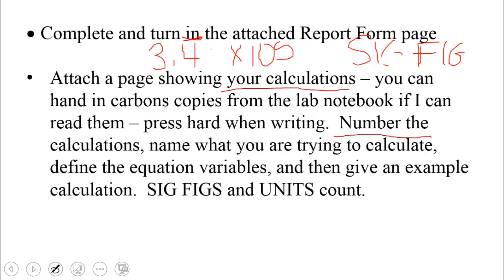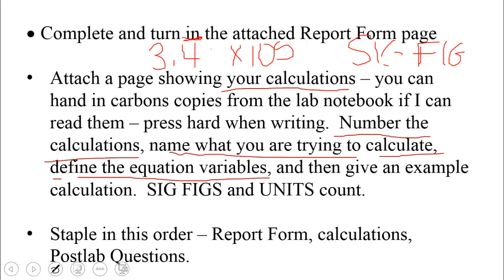Now, you will be showing your calculations, and you can use carbon copies, but you will need to number the calculations. It's easier for me to see them. Name what you are trying to calculate, define the equation variables, and then give an example. Okay? And then, of course, staple in this order: report form, calculations, post-lab questions.